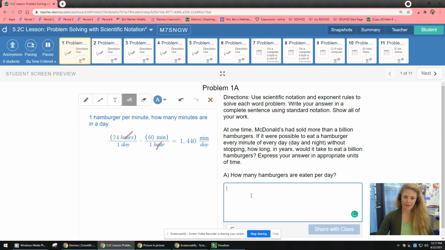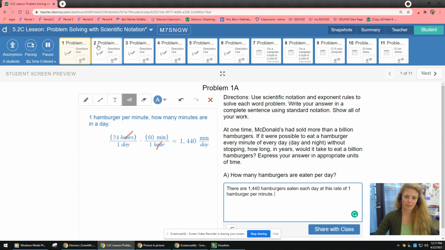So if we know that 1 hamburger is eaten per minute and there's 1,440 minutes per day, how many hamburgers are eaten per day? There are, capital letters, start your sentence, please. There are 1,440 hamburgers eaten each day at this rate of 1 hamburger per minute. Perfect. Remember, you can always pause the video if you need to look at something or if you're having some trouble with the formatting. Totally fine.